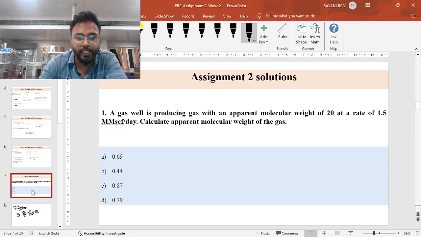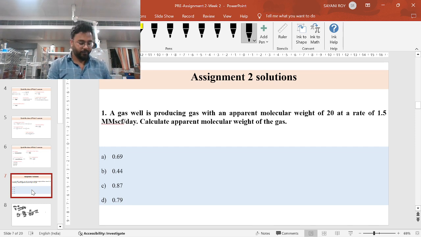A gas well is producing gas with apparent molecular weight of 20. The apparent molecular weight is already given as 20, and the gas is flowing at a rate of 1.5 mmscf per day, and we have to calculate the apparent molecular weight of the gas. The four options given are 0.69, 0.44, 0.87, and 0.79.